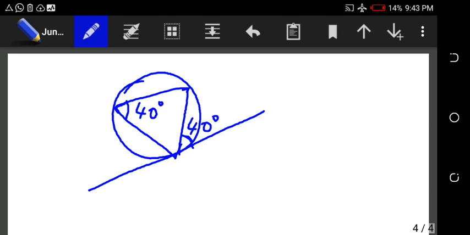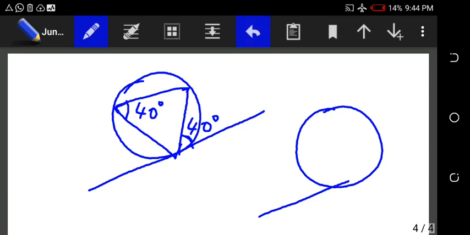Let me also make a drawing to illustrate the other side of it. So if we have this, and we have a tangent at this point, we have this chord here subtending an angle.